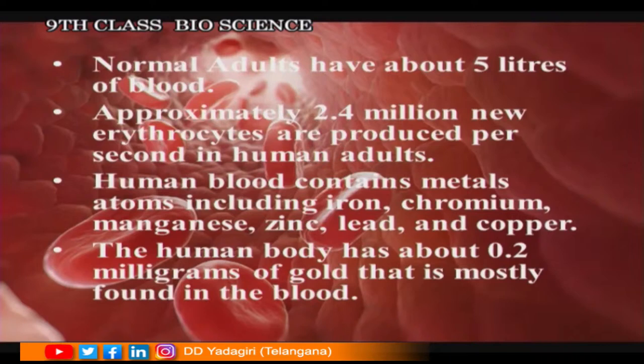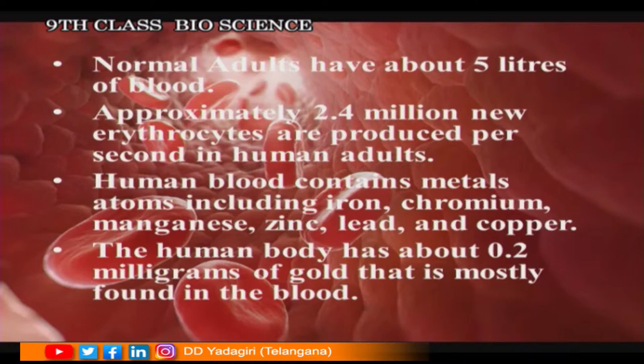It contains metal atoms including iron, chromium, manganese, zinc, lead and copper, and it also contains gold. Yes, a very minute quantity of gold is also present in your body. What is the use of all these metal ions? For different metabolic activities, we need all these metal ions.